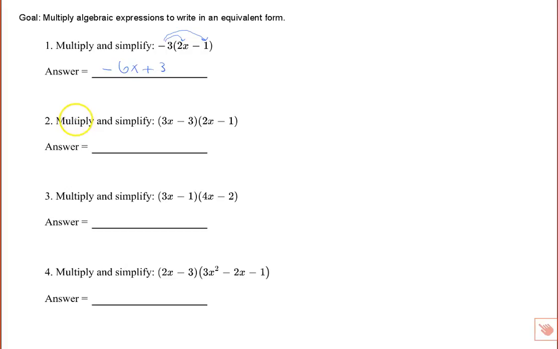We can do the similar thinking with number 2, where we're multiplying these two quantities. In between here, there's an implied multiplication. So we could distribute both terms onto both terms. I like to arrange this as a rectangle. We call it an area model. So I'm going to write 3x minus 3 and 2x minus 1. Those are my two pieces that I'm multiplying.